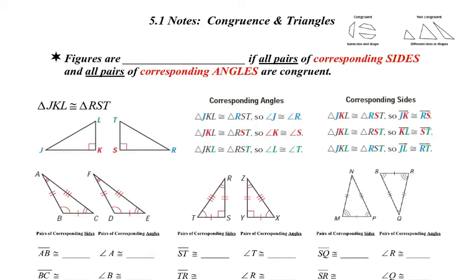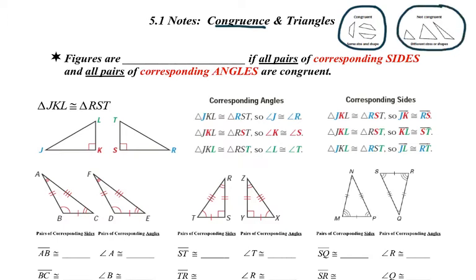So we're talking about triangles, still triangles, and basically when triangles are congruent. Do you know what congruent means? Well, let's look at this little picture right here. Congruent is same size, same shape. So congruent is exactly the same. Not congruent is different sizes or different shapes.